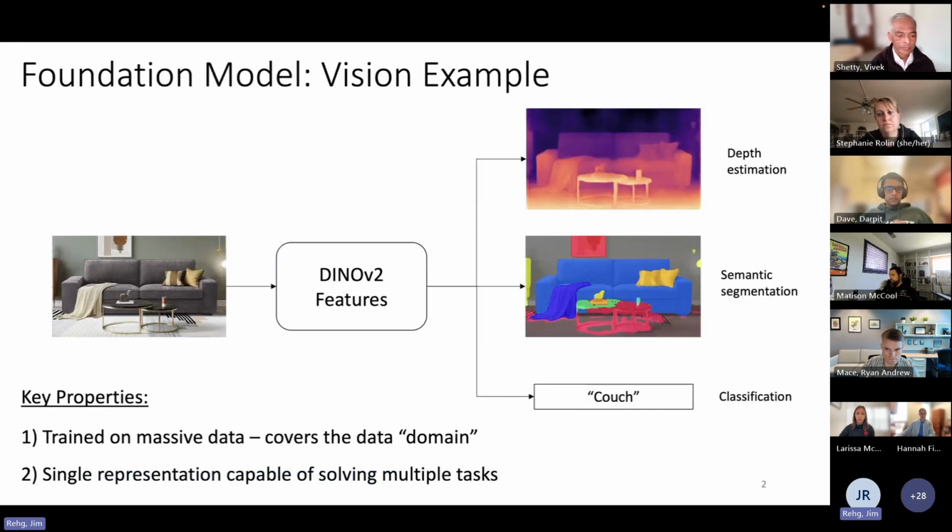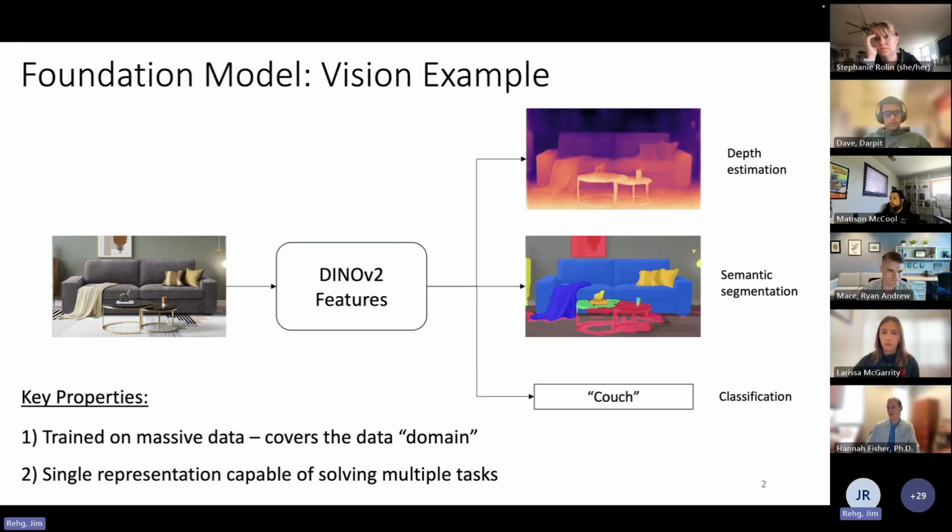This is a model that was developed in the vision community called DINOv2. And the key property of this model is that it was trained on massive data, and I'll give you an example of that in a second. And that means that we believe that this model kind of covers the domain of the data, meaning that it can represent, in this case, many, many different things that are present in images. And the second thing is that this is a single representation which is capable of solving multiple tasks.